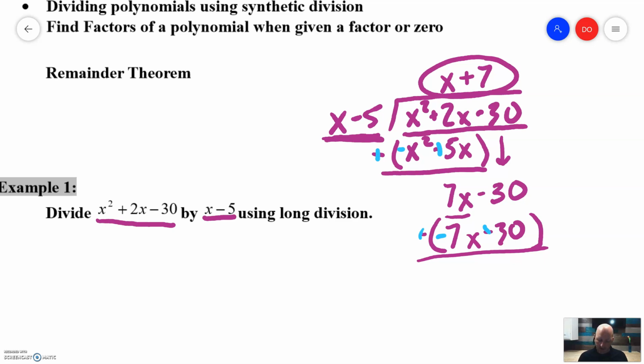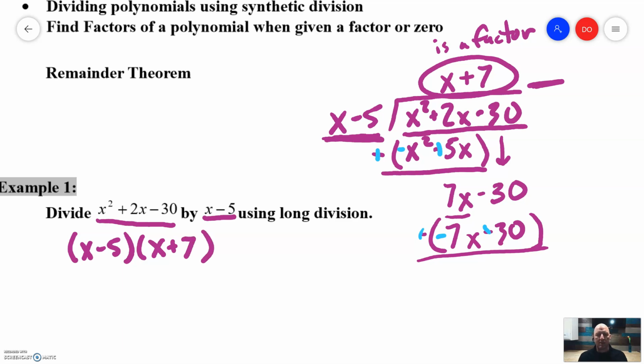It first tells us that x plus 7, since we don't have a remainder, there was nothing that we couldn't divide out. That means x plus 7 is a factor of x squared plus 2x minus 30. It also means if we wanted to write this in factored form, one of the factors would be the divisor. The other factor would be our quotient. And quotient's just a fancy word of the answer to a division problem. So this guy right here, the x plus 7, is our quotient.